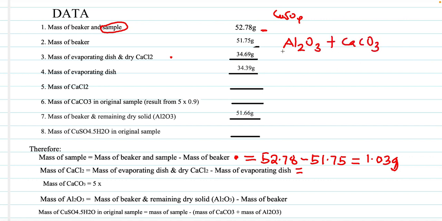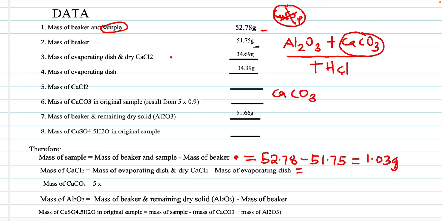All right, now these are the two that are remaining. Now we have removed copper sulfate by the addition of water. Now when we added HCl to the two that are remaining, this HCl is going to react with calcium carbonate. When it reacts with calcium carbonate, we're going to have CaCO3 plus HCl. Now this is what we're going to have: CaCl2, I'll put 2 here and 2 here, plus CO2 plus water. So we want to now separate this calcium carbonate from aluminum oxide. We added HCl because HCl will only react with calcium carbonate.